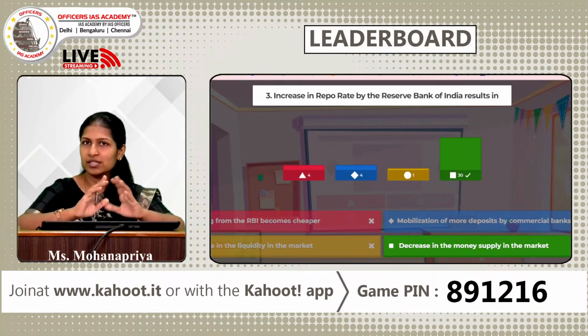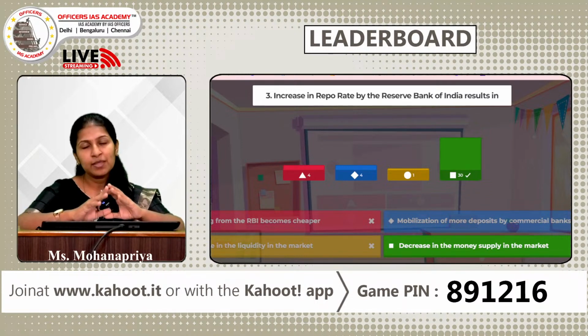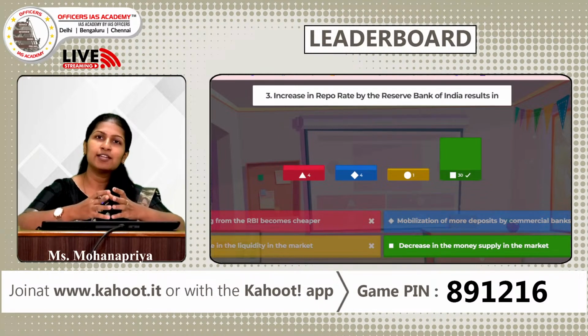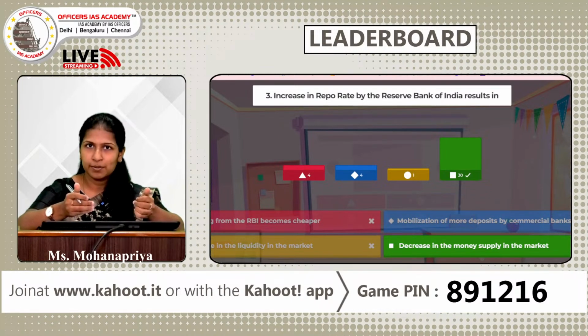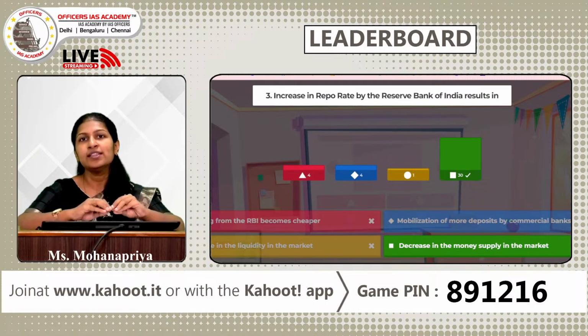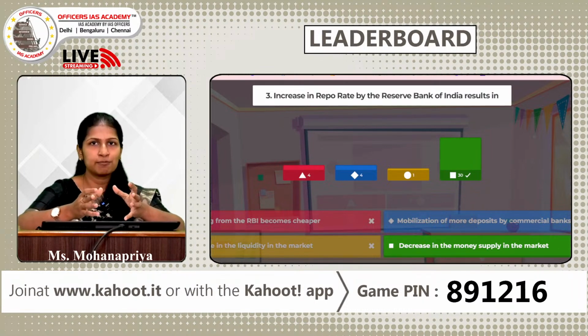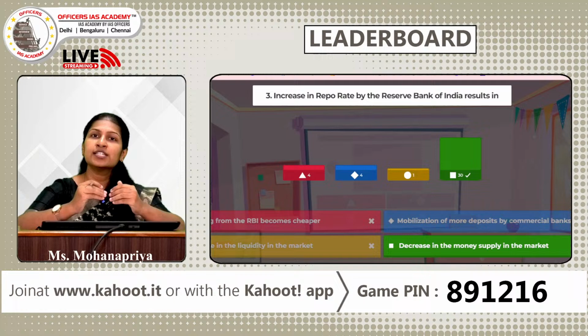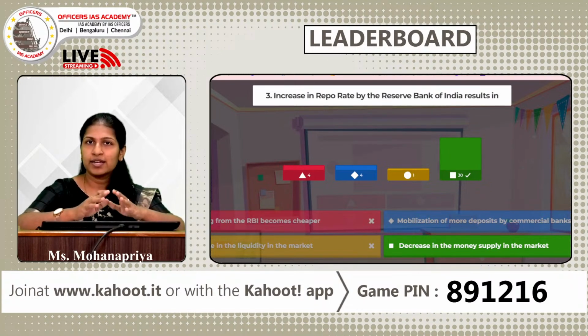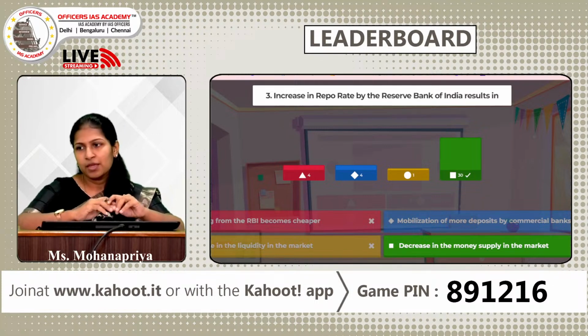It will demotivate the commercial banks from borrowing money from the RBI. When the commercial banks do not have enough money, then what will happen? There won't be sufficient money for the commercial banks to lend to the common people. So naturally, when the RBI increases the repo rate, there will be a decrease in the money supply in the market, because commercial banks will not have a sufficient amount of money to lend to the people. This is used as a technique by the RBI to control the supply of money in the market, especially during times of inflation. So, as I told, the answer is decrease in the money supply in the market.